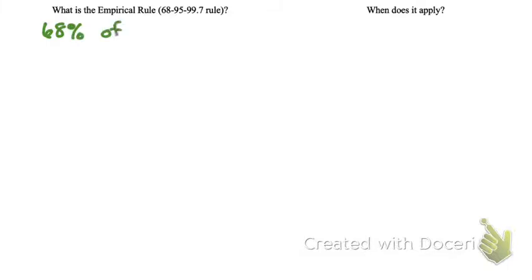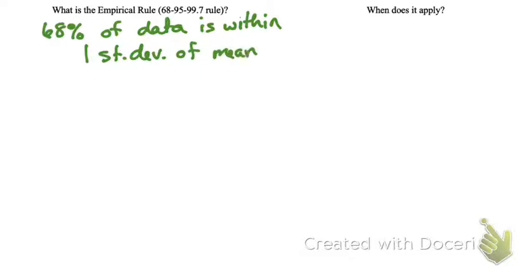So here's what it is. 68% of data is within 1 standard deviation of the mean. Now, you guys know what within means, right? It means within 1 below and 1 above. So I go 1 in both directions. So within 1, meaning from the mean out 1 standard deviation. That is where 68% of the data lies.